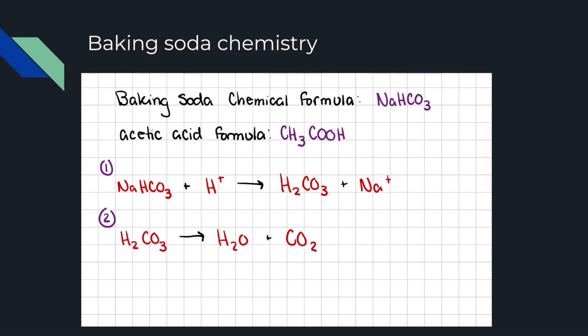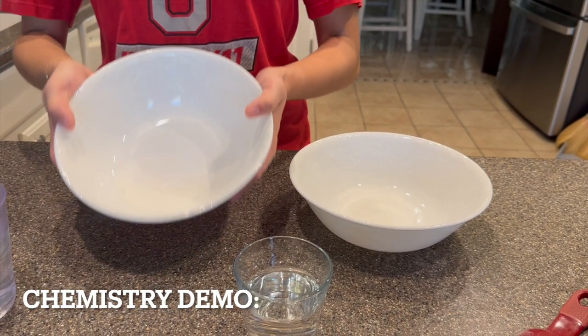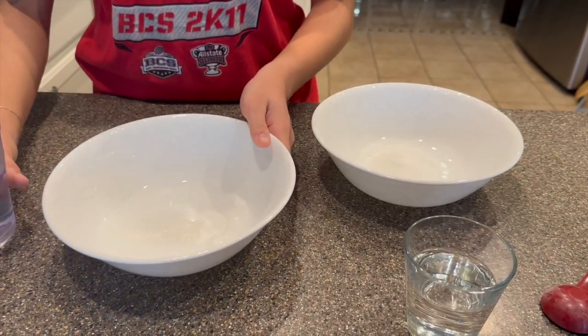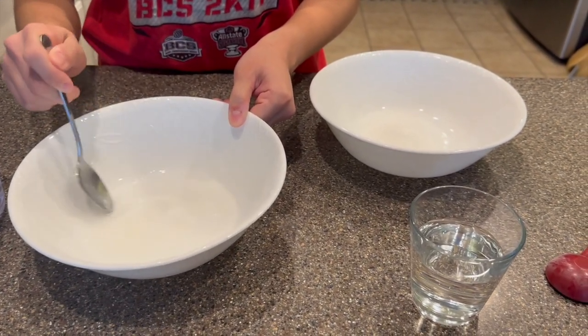I will show a quick demo of how this reaction happens. I will be using vinegar as the acidic ingredient and water as a control. For my first bowl, I'll be adding water, which is a neutral liquid, and see how it reacts with baking soda. As we can see from this reaction, no bubbles are produced from the water in the baking soda.